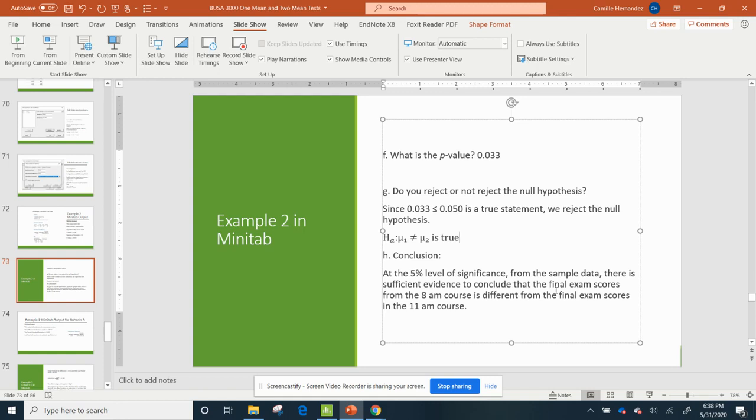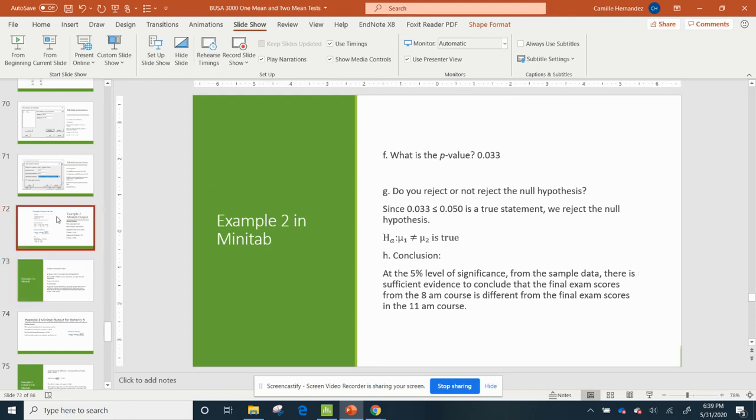sufficient evidence to conclude that the final exam scores for the 8 a.m. class is different from the final exam scores of the 11 a.m. class. So I didn't ask if it was less. I didn't ask if it was more. I just asked if it was different, and I've answered that question. Remember, you can only answer what the question is being asked. Don't make any other assumptions.